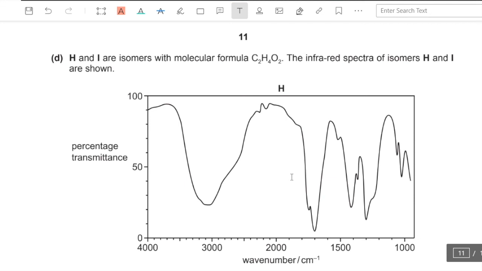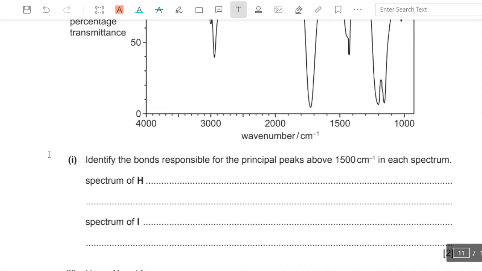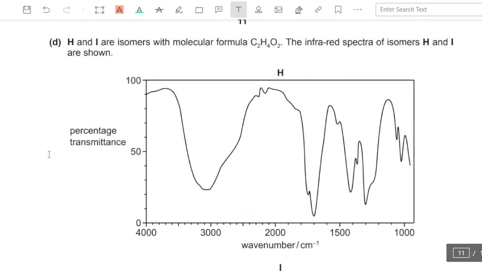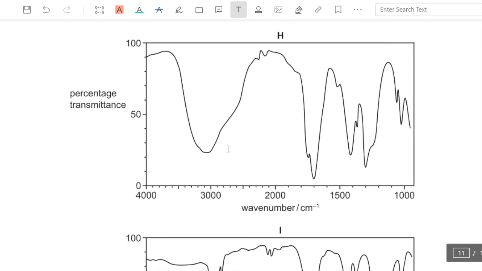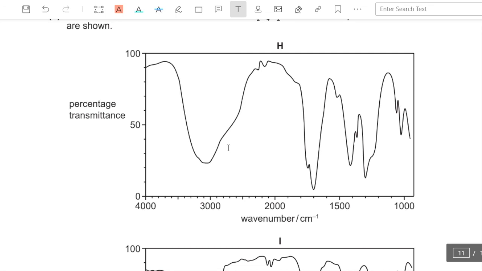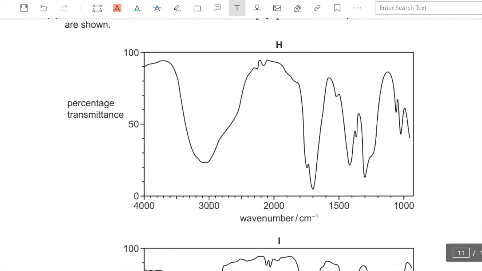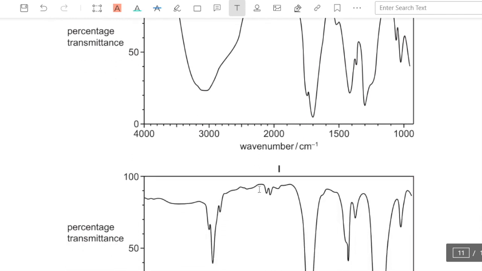H and I are isomers with molecular formula C2H4O2. The infrared spectra of isomers H and I are shown. 1. Identify the bonds responsible for peaks above 1500 per centimeter in each spectrum. So looking at spectrum H, we can see that there's an absorbance somewhere around 1700 and this value around 3000, which is comparatively broad, and therefore when you look at the values given in the data booklet, the bond responsible for this value is going to be the double bond between carbon and oxygen, and this one is a broad absorbance, which could be due to the alcohol group, or more specifically the O-H bond in the acid part of a compound.